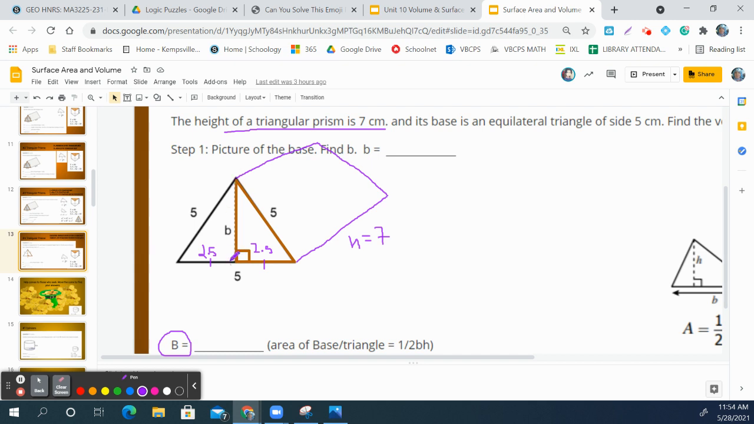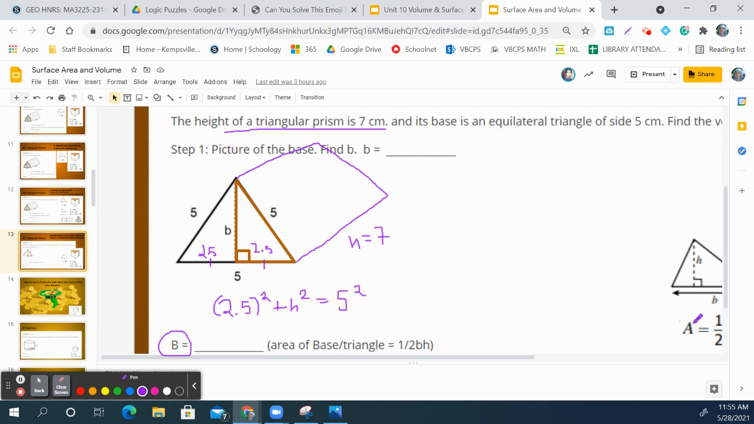So in order to find the height of the right triangle, I've got to square my two legs. A squared plus b squared equals c squared. So 2.5 squared, that's one of the legs, plus the height squared, I'm going to change that to an h, equals, I'm trying to find the big B. But in order to find the big B, I need the h. So 5 squared.